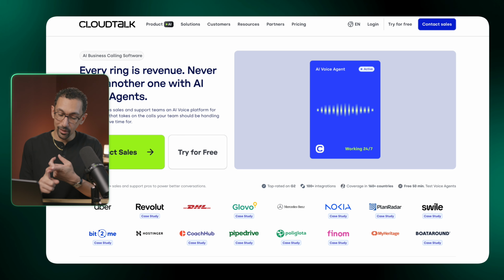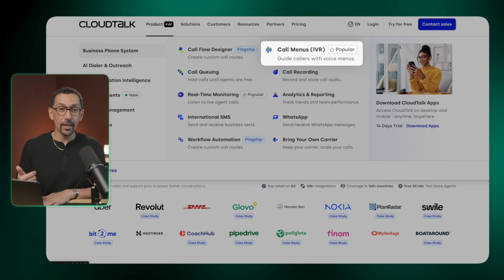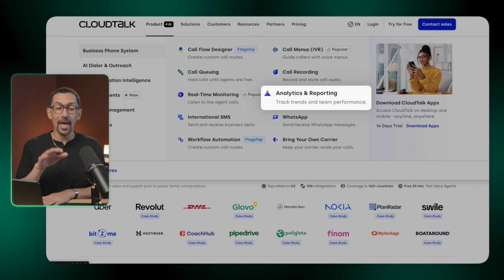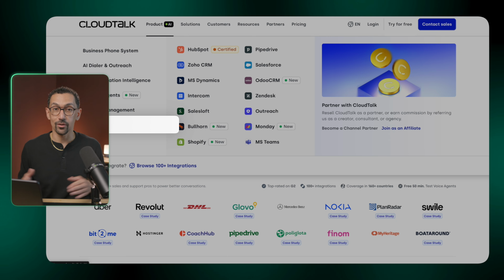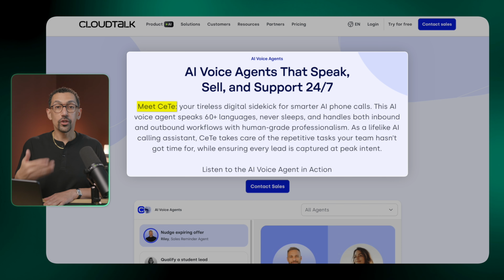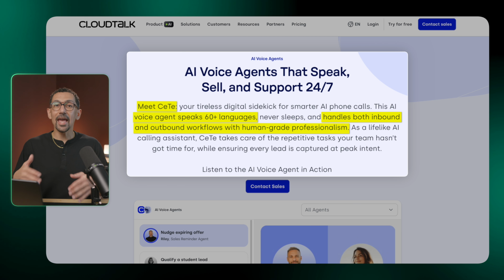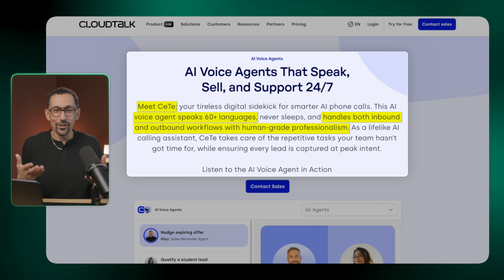And that's an important distinction, and it makes it really powerful because they're built to work together seamlessly on the same platform. And with CloudTalk, you're getting international numbers in 160 plus countries, which is insane. IVR menus, call routing, recording, analytics, and CRM integrations. Truly the full stack. And with their AI, their agent is called CT, which handles inbound and outbound calls in over 60 languages. And it runs on the same infrastructure as your human team. And here's something worth knowing.